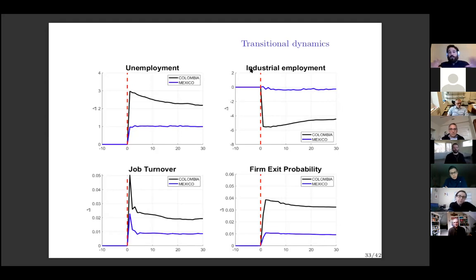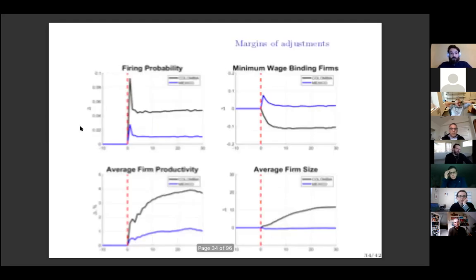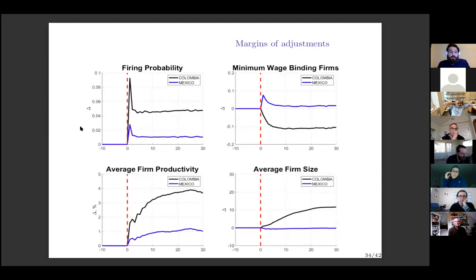But of course, these changes in unemployment and industrial employment are the results of different changes in job turnover and job reallocation, much larger in Colombia, from exit probability, much larger in Colombia as well, but also differences in the margins of adjustment that I've mentioned before. In particular, I'd like you to focus on the upper panel. The firing probability spikes in Colombia. It goes back, and this is because most of the dismissal happens on impact because of the linearity in adjusting the downward adjustment cost for employment. And then it stays higher along the transition.